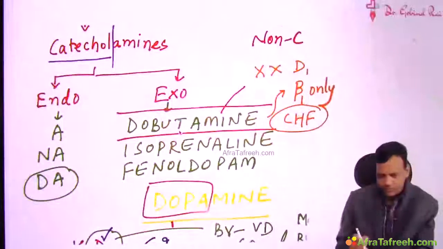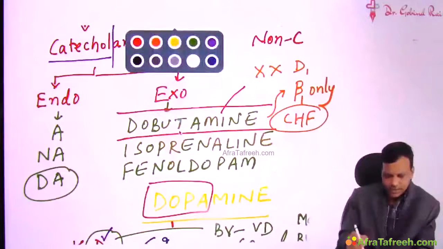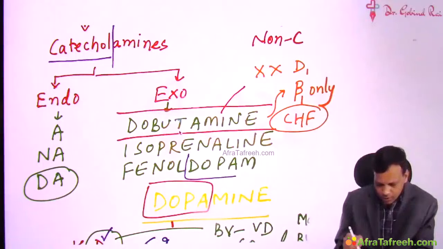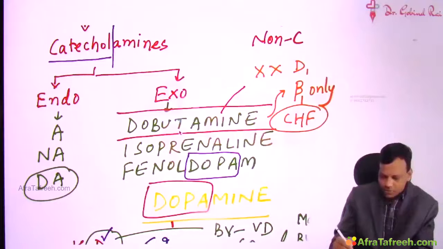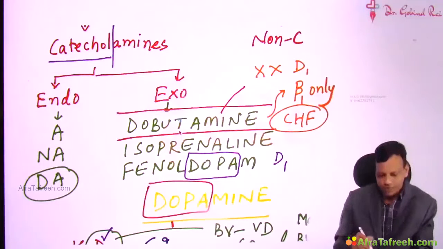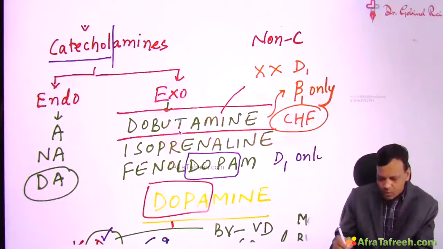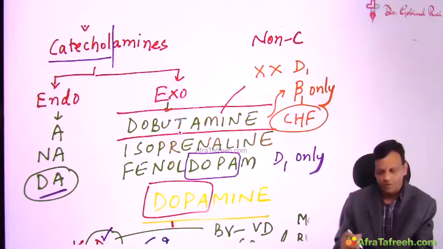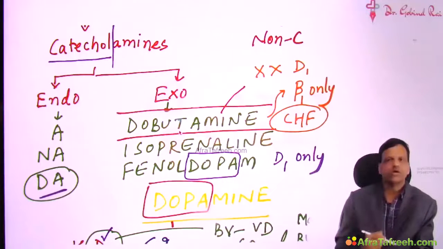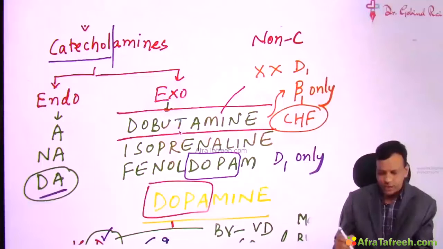Now if you see another drug, phenoldopam, look at it carefully, its name also contains dopa. So that means it will also stimulate D1 receptor. If you read the name again, phenoldopam, it looks like only dopa, which means it stimulates only D1 receptor. Unlike dopamine, which at high doses starts stimulating beta 1 and alpha 1 receptors also, phenoldopam even at high dose stimulates only D1 receptors. So it will cause only vasodilation.